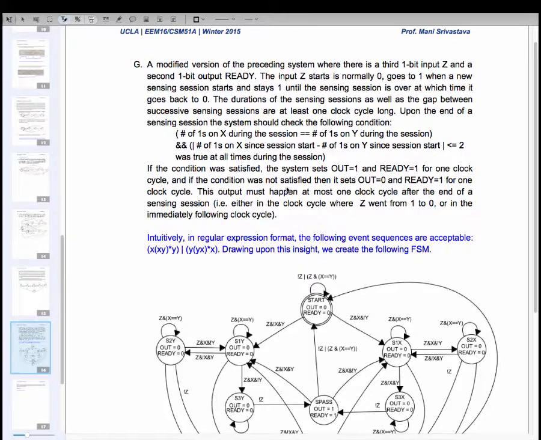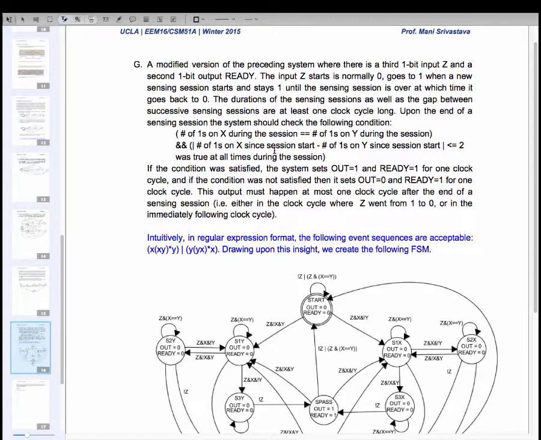Remember this problem, which basically required you to... I had sensors X and Y. I had some sort of an input called Z, which was indicating a sensing session. And you were monitoring for two things. You were monitoring for the number of ones on X during the session being equal to the number of Ys during the session, and also this other thing. So there are two different things going on. Now this happens to be actually a bad example, but let's say for each one of these two, a finite state machine was possible. Then what I could do is design these things independently and then combine their output. Okay, so I could have designed it this way.